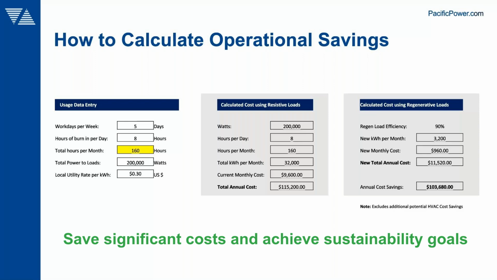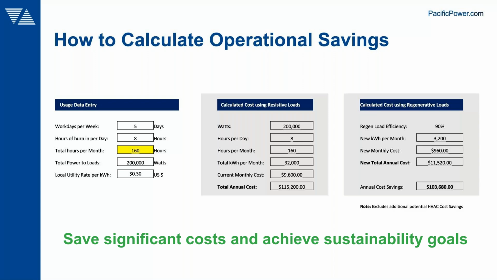And then you look at what is my total burn-in load. If it's 200 kilowatts and your local electricity rates are 30 cents per kilowatt hour, then this will calculate your effective savings in terms of using electronic regen loads versus resistive loads, which is the alternative. And then you can see your total energy savings over time on the right. If you have the 90% recovery, then you will save that much, 3,200 kilowatts a month.